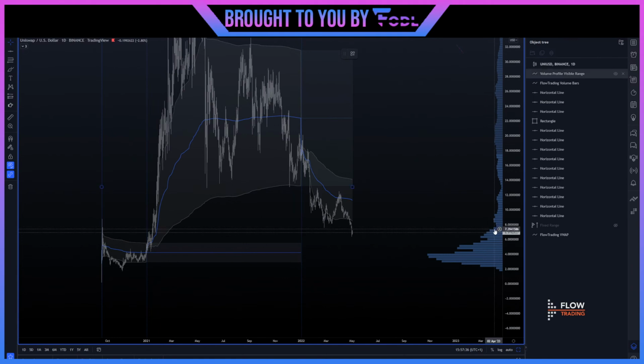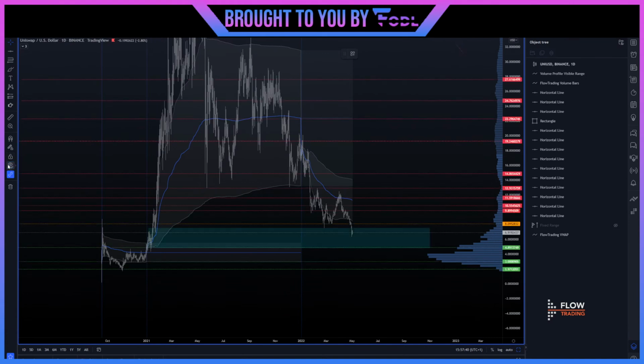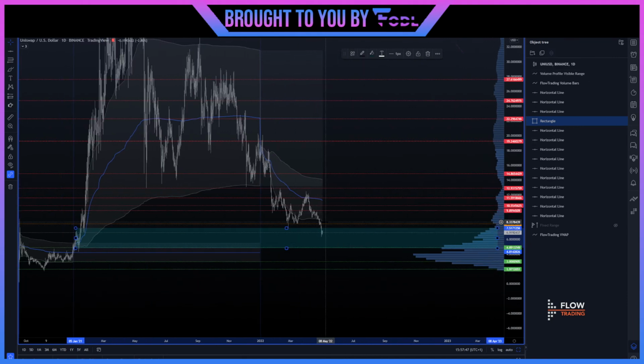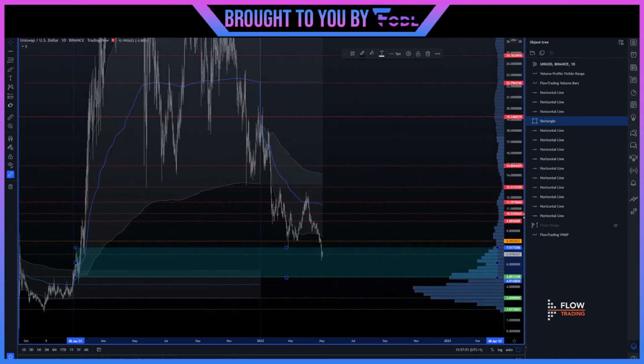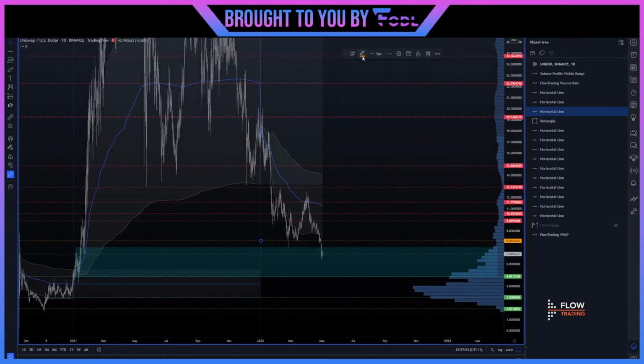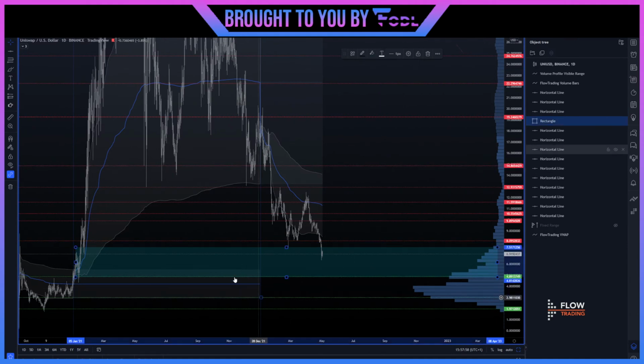Okay, so this was the edge of a high volume cluster. You can see why I put that there, right? Edge of a high volume cluster. Did the price respect it? No, it went straight inside it. Okay, so for me, this is now strong resistance, and this down here should be support.